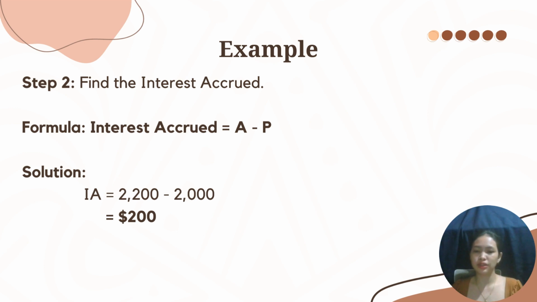So for the next step, we need to find the interest accrued, and the formula for that would be interest accrued is equal to total accrued amount minus principal amount. For the solution, we have here interest accrued is equal to 2,200 minus 2,000, and the interest accrued is equal to $200.